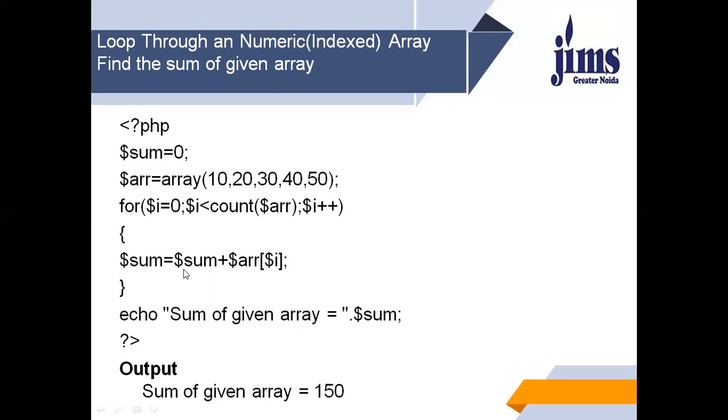And then you put $sum = $sum + $arr[$i]. So in the first iteration, what it will do: $sum = 0 plus $arr[0]. Zeroth position means first position, and the value is 10. So it will be 0 plus 10 is equal to 10. So 10 will be assigned to sum, and iteratively it will add all the 5 values. It will occur 5 times, and finally it will print the sum of the given array, $sum. This is how you can loop through a numeric indexed array and print the sum of the given array.